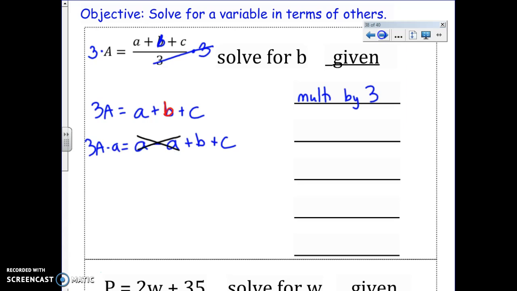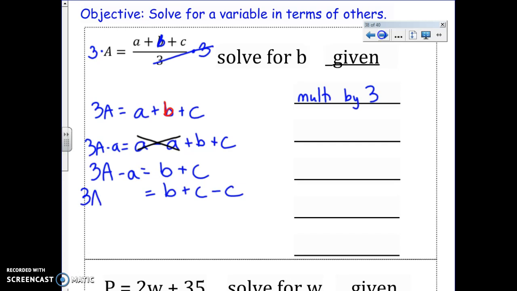So these guys now cancel. And I have 3 big A minus a equals b plus c. So I simplified a little bit. Now in order to get rid of that positive c, I'm going to go ahead and subtract again, because subtracting a positive c will cancel that out.